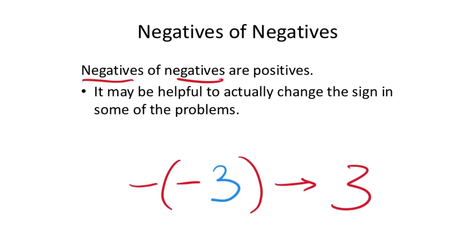So the second part is saying it may be helpful to actually change the sign in some of these problems, which means if you see a double negative like this, sometimes I'll see this with students. They'll just make a big plus sign, not only as an operation, but it becomes the sign of that 3 right there. That's a great way to say it. 2 negatives make a positive.